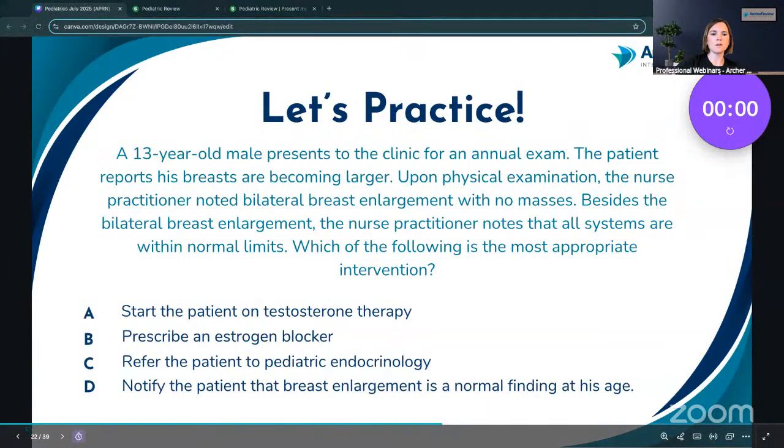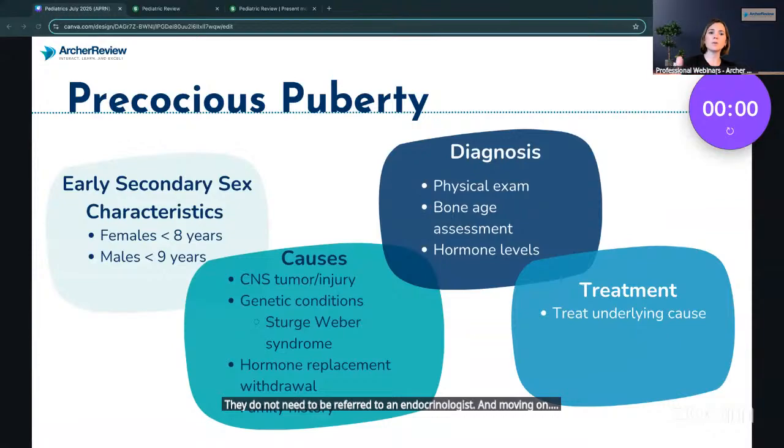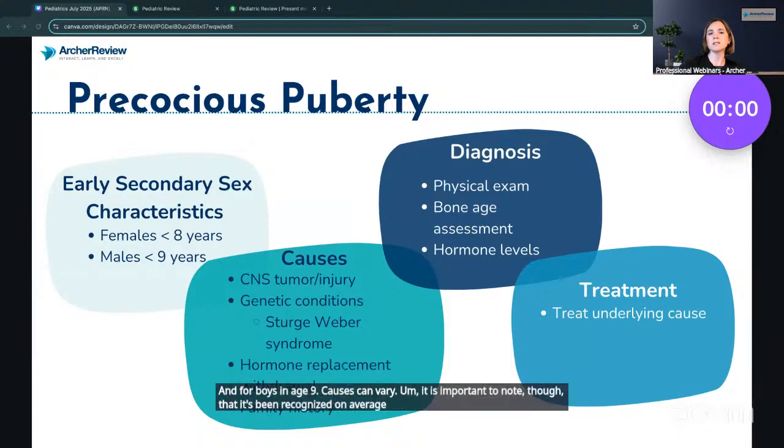And moving on. So now we know what normal puberty is. Let's talk about what happens if it occurs too early. So for girls, that would mean secondary sex characteristics before age 8, and for boys, before age 9. Causes can vary. It is important to note, though, that it's been recognized on average that African American and Hispanic girls may start puberty somewhat earlier than white girls, so they have an increased likelihood of having precocious puberty.